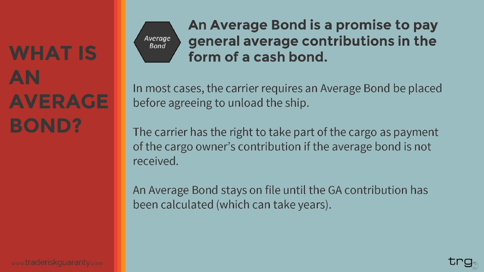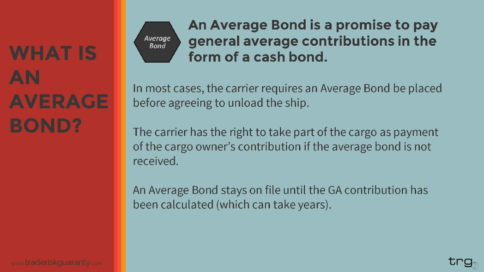It is important to remember that in the case of a general average event, all parties will be held responsible to cover the proportionate amount of the costs incurred to save the ship. Therefore, if a cargo owner does not promise to pay their contribution by placing an average bond, the carrier may decide to use the cargo itself as collateral. An average bond stays on file until the general average contribution has been calculated. Now, this calculation can take years to complete. In a typical example, the calculation can take as long as 5 years.